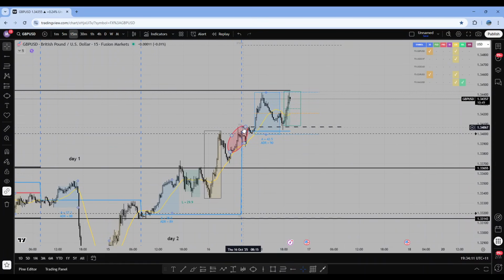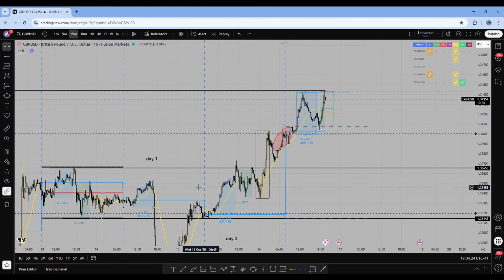As you can see on yesterday's high, pin hammer, 15-minute, just before the start of the London session. And this market wants to go back to the high of the day. As we can see, the market is trending to the upside.